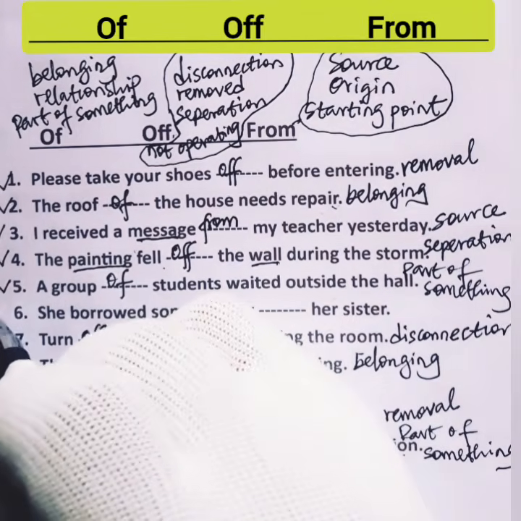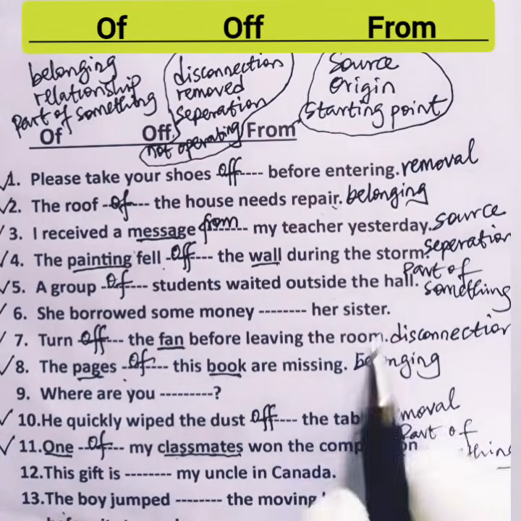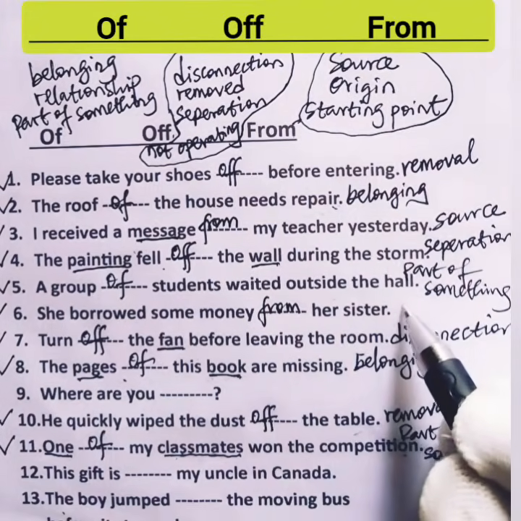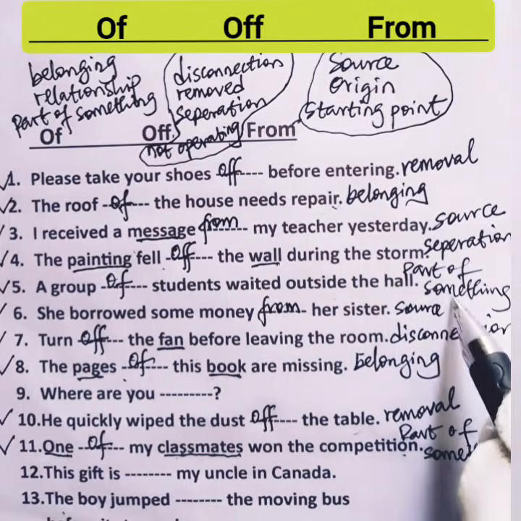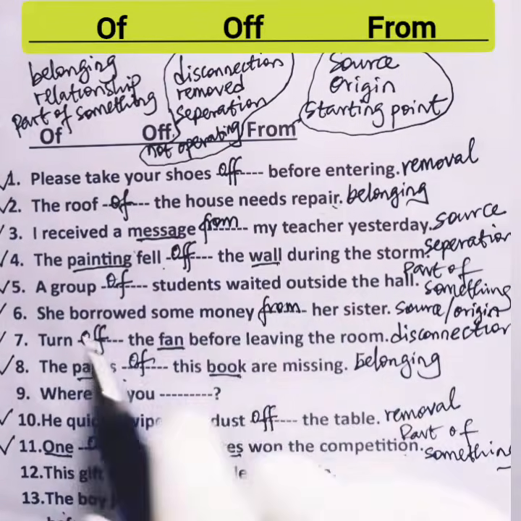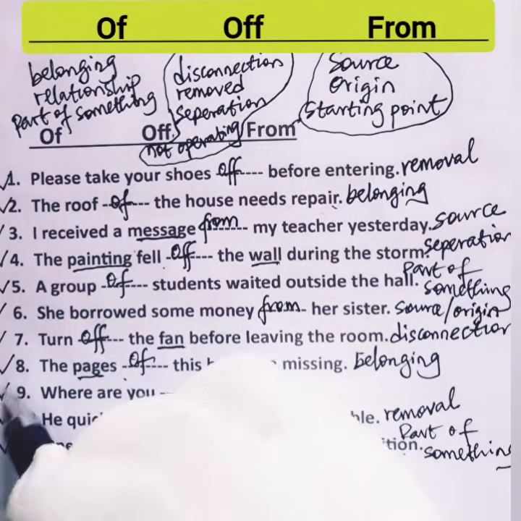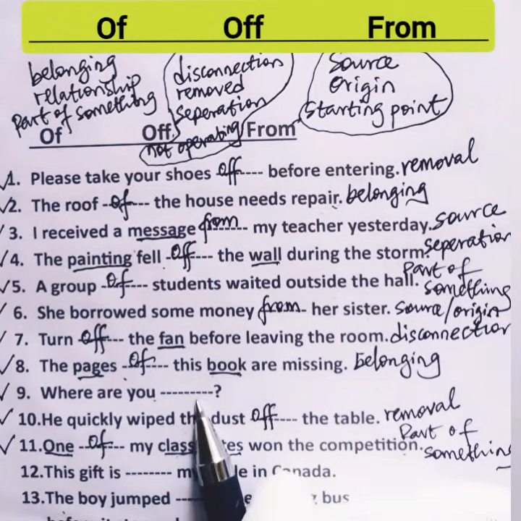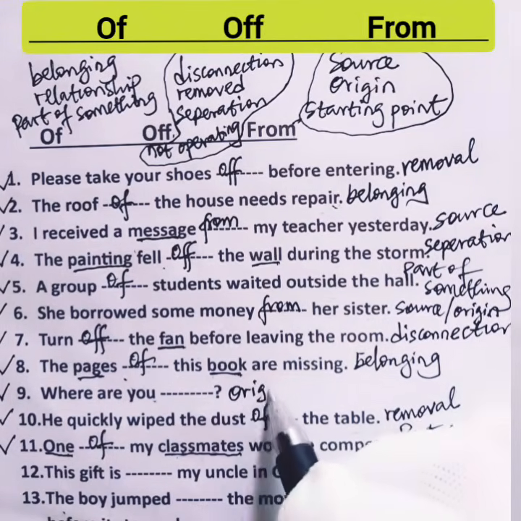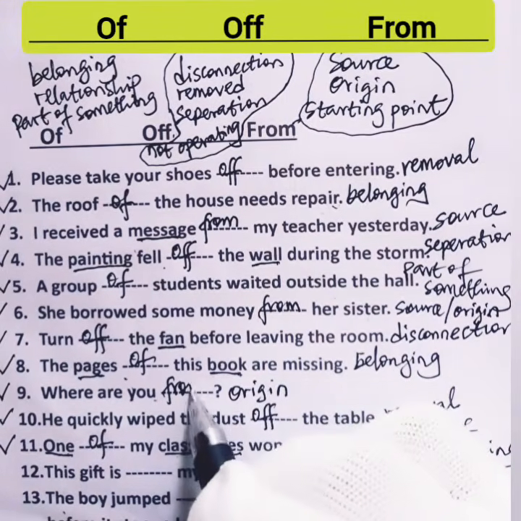Next is number 6. She borrowed some money blank her sister, and this shows source, or let's say origin of the money. She borrowed some money from her sister. Next is number 9. Where are you blank? This is a question used to know someone's origin. So we say, where are you from?